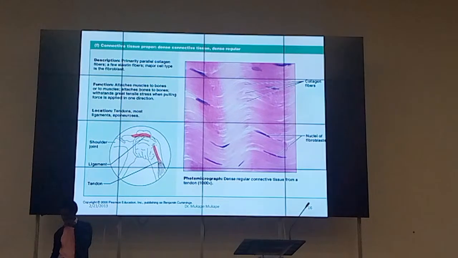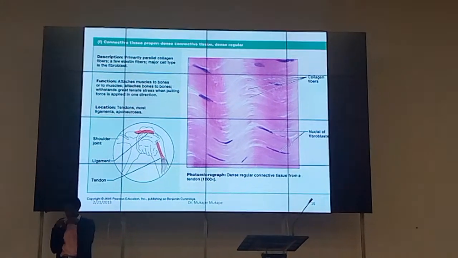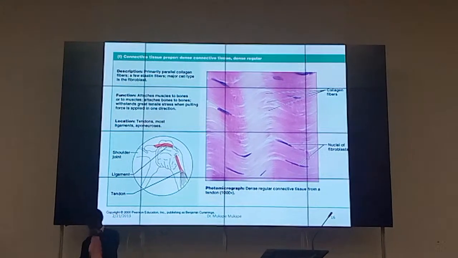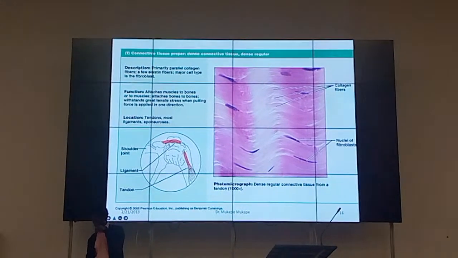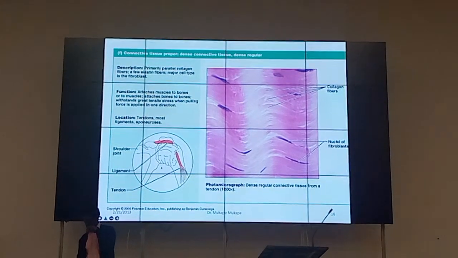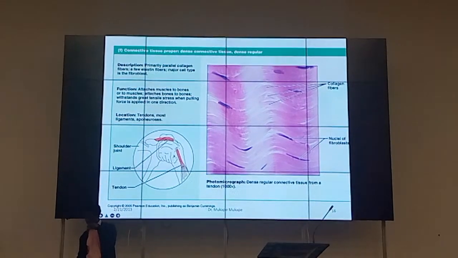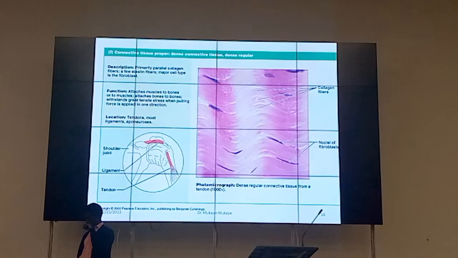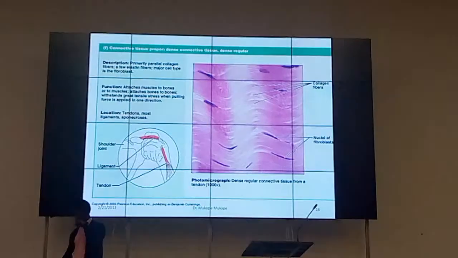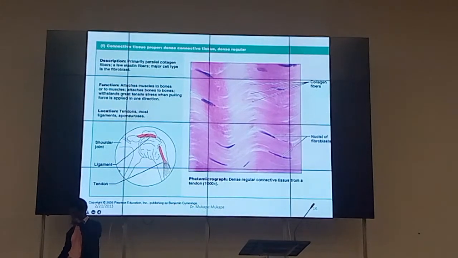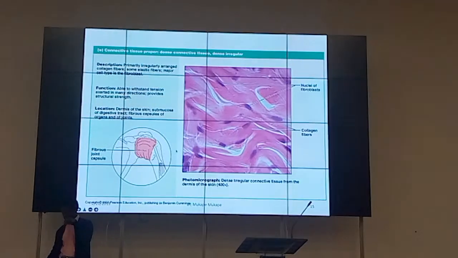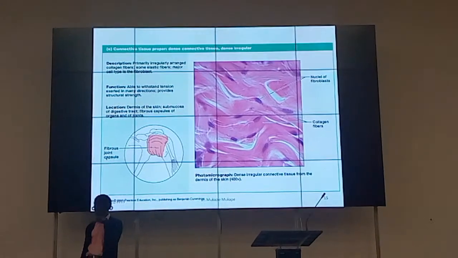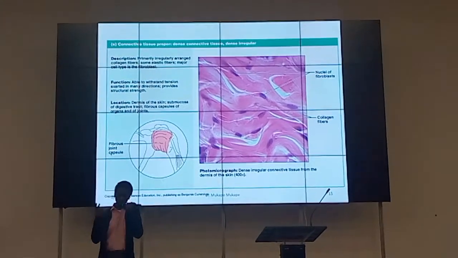Now, this connective tissue forms various structures in the body. We can see here ligament, the tendon. So these are dense connective tissue. Dense regular connective tissue forms ligaments and tendons. The other one, the irregular one, an example is a joint capsule. Joints are surrounded by capsules.